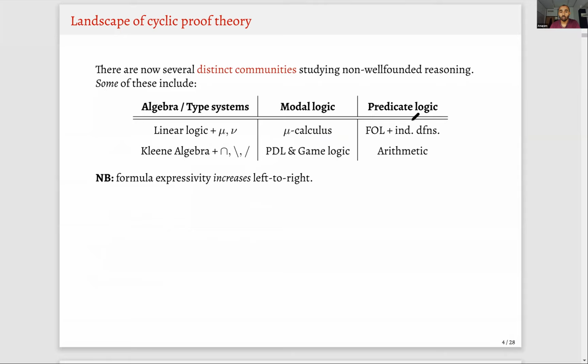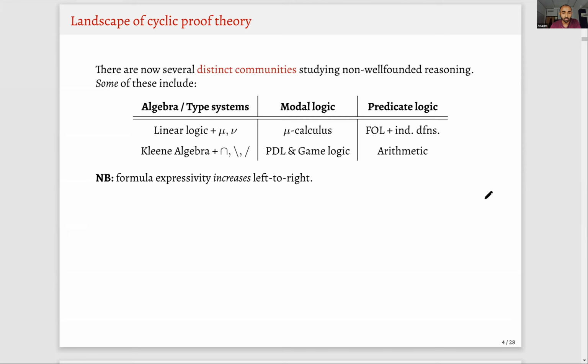And one nice way to look at it is you can distill it by the subject matter. So you can think of people who work on algebra and type systems, for example, linear logic or Peano algebra, and extensions. Modal logics, for example, the mu calculus, which is one of the celebrated subject matters in this area. Predicate logics, for example, first-order logic with inductive definitions, and also arithmetic, which is what this talk is about. And one nice thing about seeing it in this way is if you look at the expressivity of the formulas in standard semantics, they're actually increasing left to right. So the things you want to say about the various subject matters will be different because of the increasing expressivity.